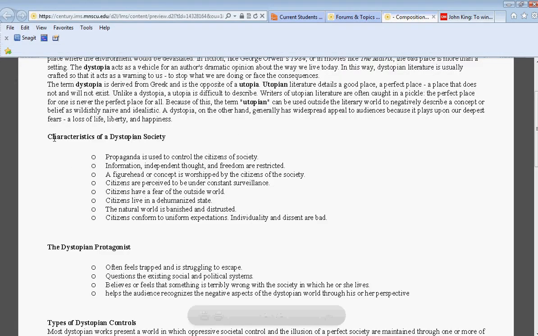And again, characteristics of a dystopian society. Citizens are under constant surveillance. They live in fear of the outside world. They live in a dehumanized state. The dystopian protagonist often feels trapped, trying to escape the current political system that they're in. They believe that something is wrong, and they help the audience recognize that this dystopian world is not right. So these are the characteristics.